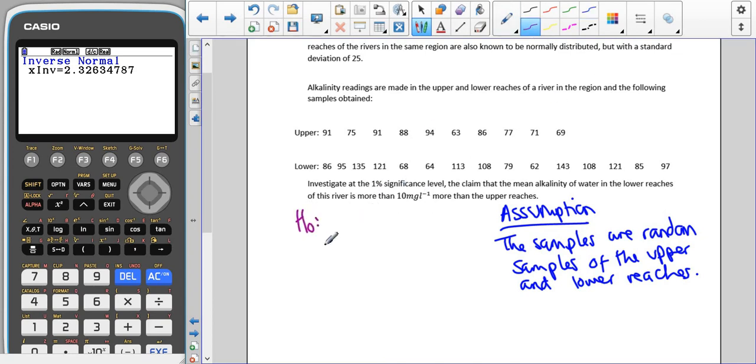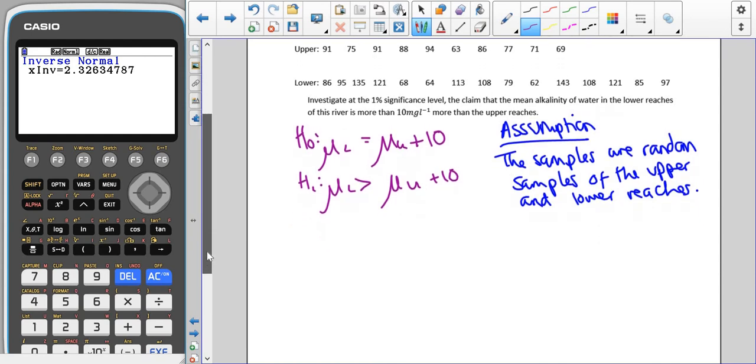So our H0 would be that mu L equals mu U still. Keep it the same way around as I did before. And our H1 would be that mu L is greater than mu U plus 10, and the plus 10 has to go on our smaller one, and it has to be in both of our hypotheses. So we're saying that the lower is 10 more. That means that if I added 10 onto my upper reaches, it would still be smaller than my lower reaches. That is what this is saying. This takes quite a lot of practice to get down. If we always remember that we're adding whatever the value is onto the smaller one, like we have here, it does make it a little bit more simple.